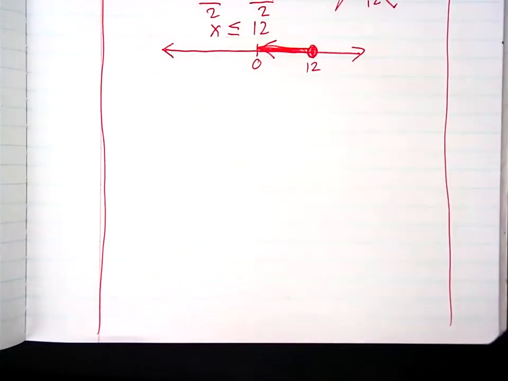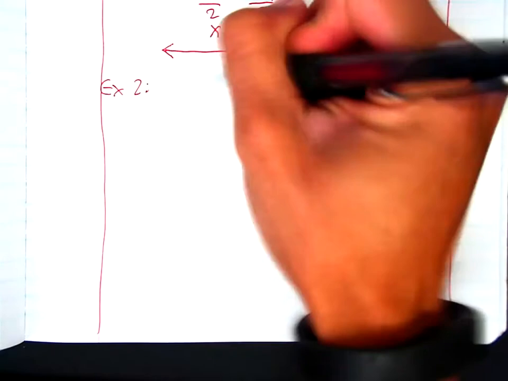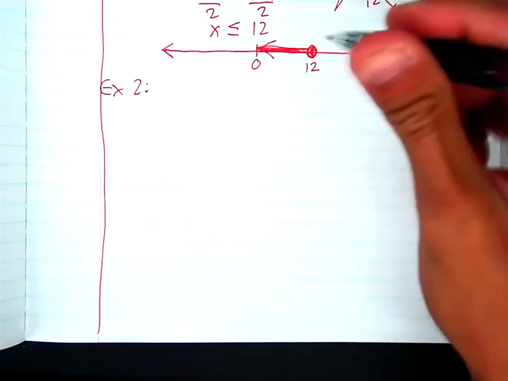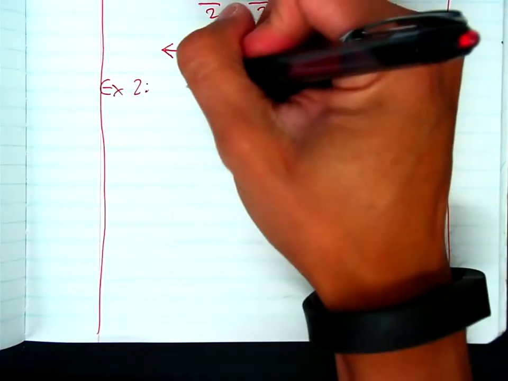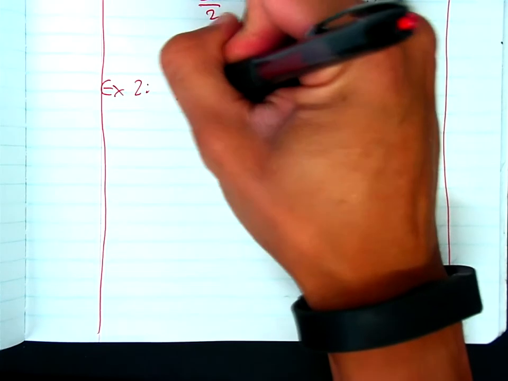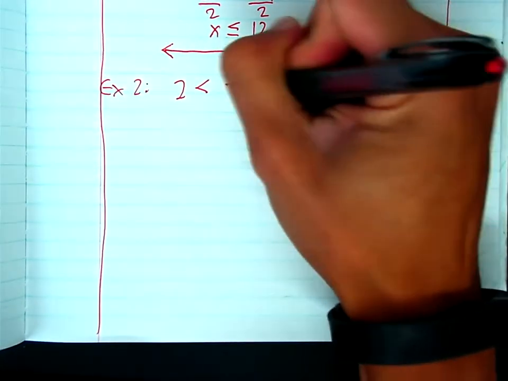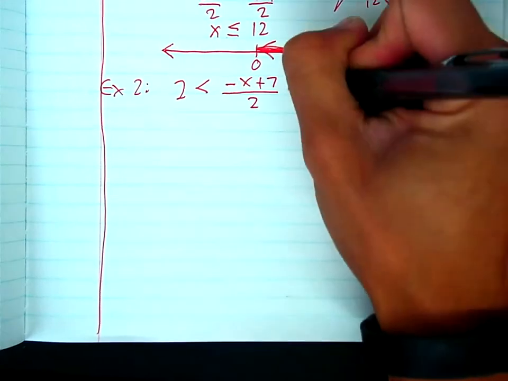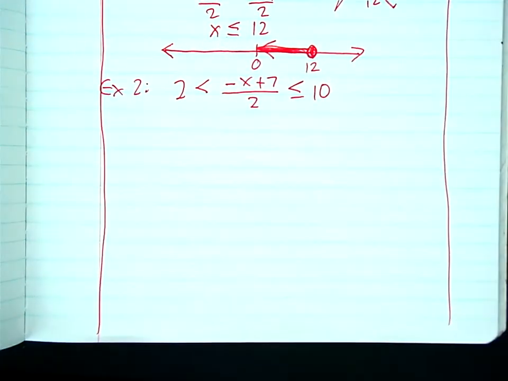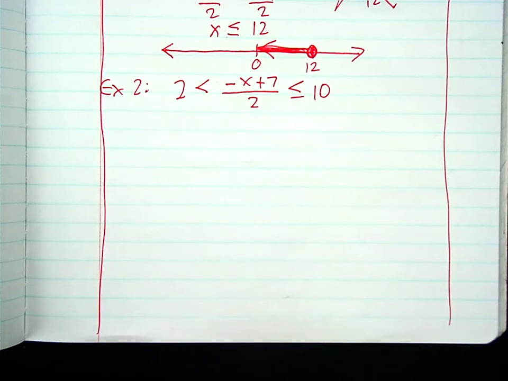All right, let's do a second example where we're actually multiplying by a negative number. And this one's going to be a compound inequality. So this one I'm going to have two inequalities. 2 is less than negative x plus 7 over 2 is less than or equal to 10. This is two inequalities in one.